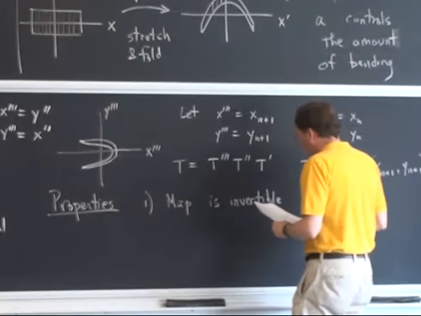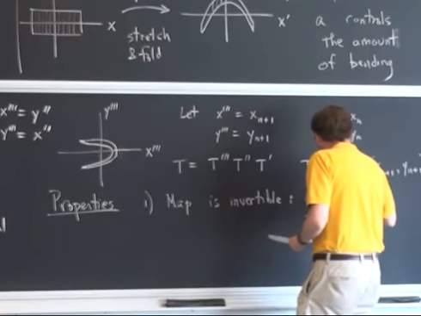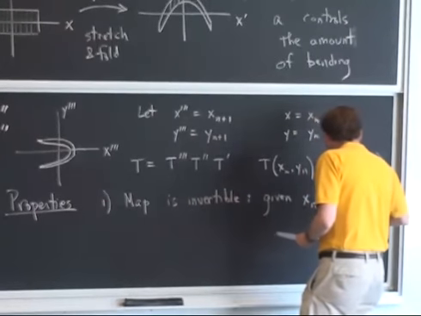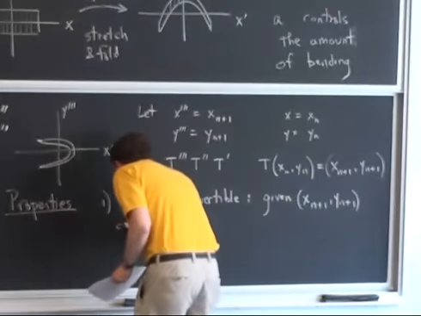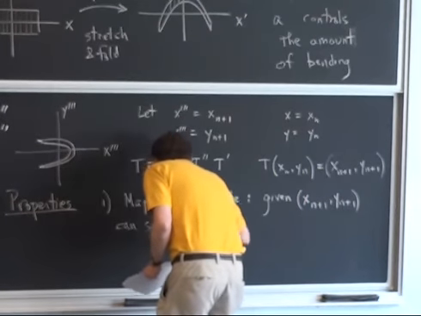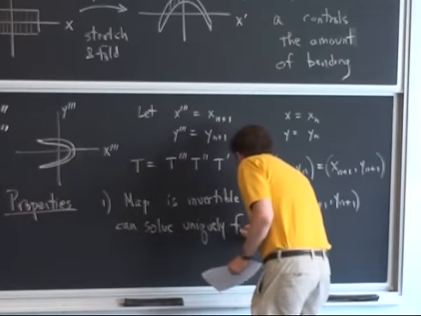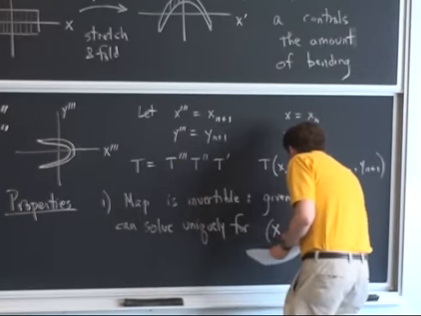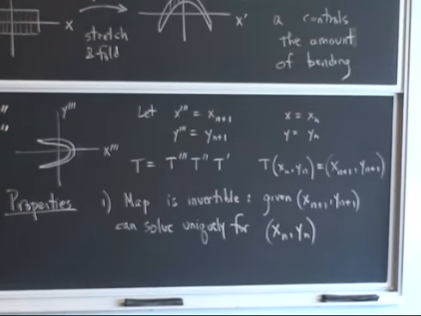That is, given the point xn plus 1 and yn plus 1, you can go backwards to recover where it came from. Uniquely, you can solve uniquely for its pre-image xn, yn. And, well, why do we want that?